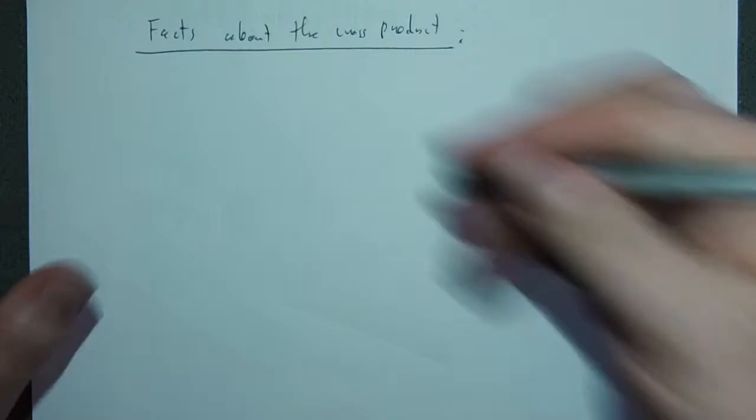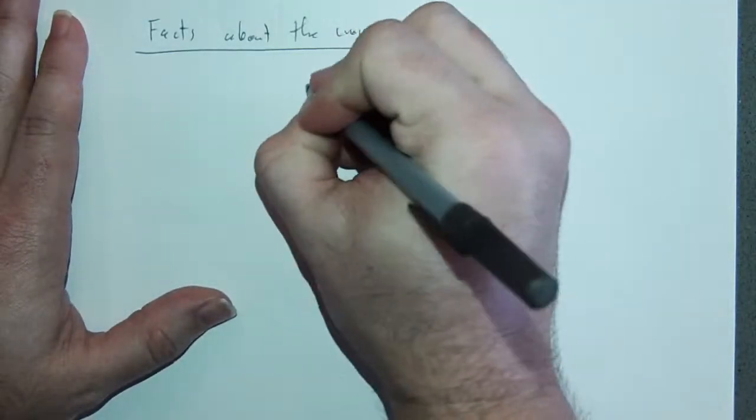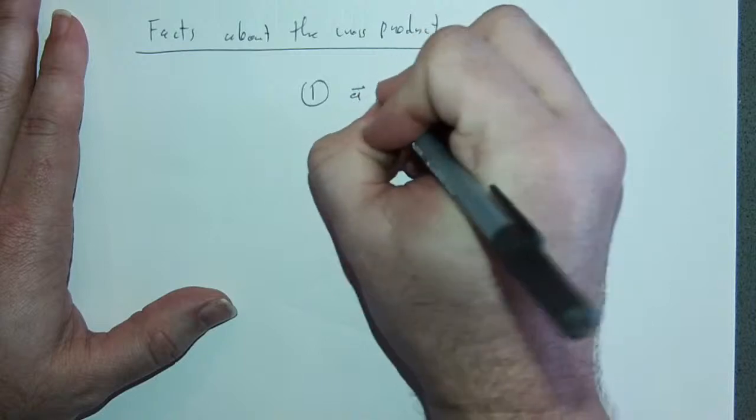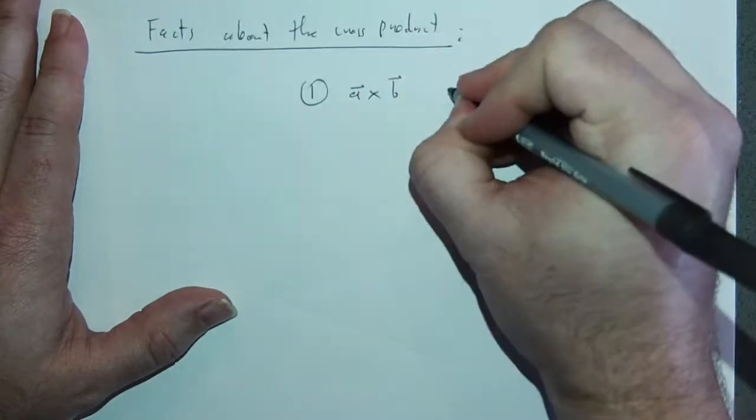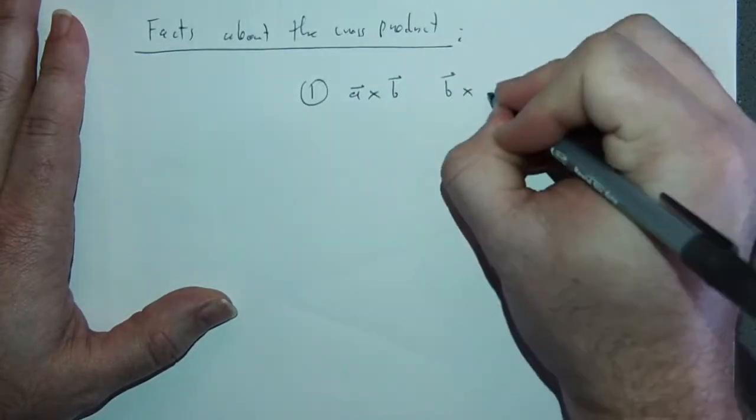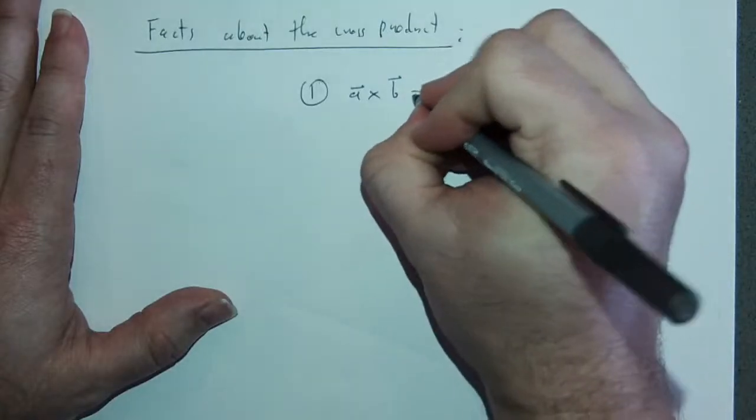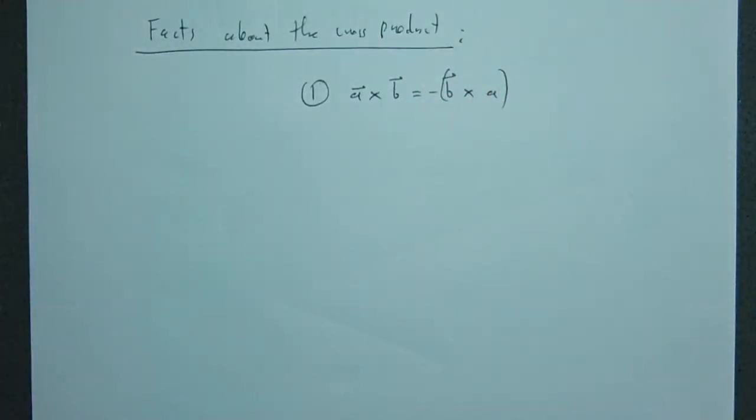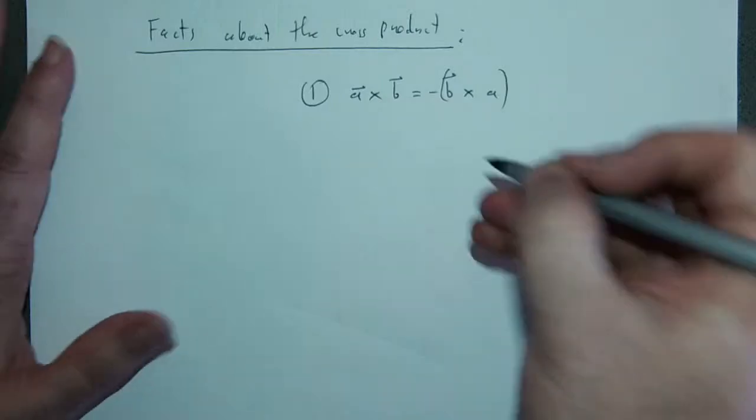We have, first of all, that A cross B and B cross A are related by this fact that A cross B is minus B cross A, or similarly B cross A is minus A cross B. Okay. All right, next.